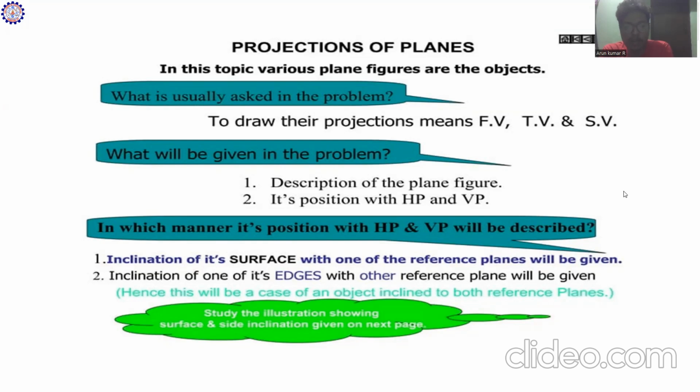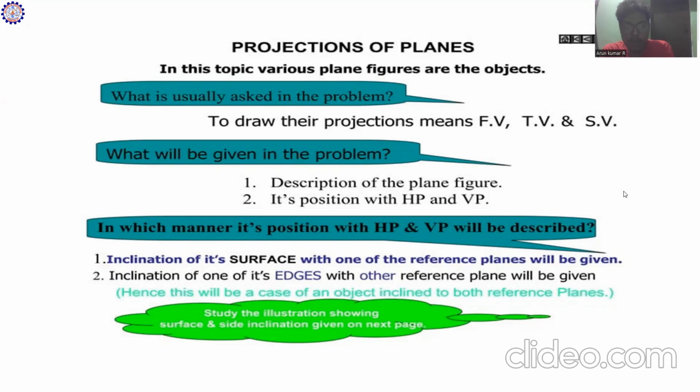So what are they? The first is the description of the plane figure. The second one is its position with HP or VP. That is very important, because based on the HP and VP, the orientation of the entire diagram will change. You should understand clearly what position is mentioned in the problem.